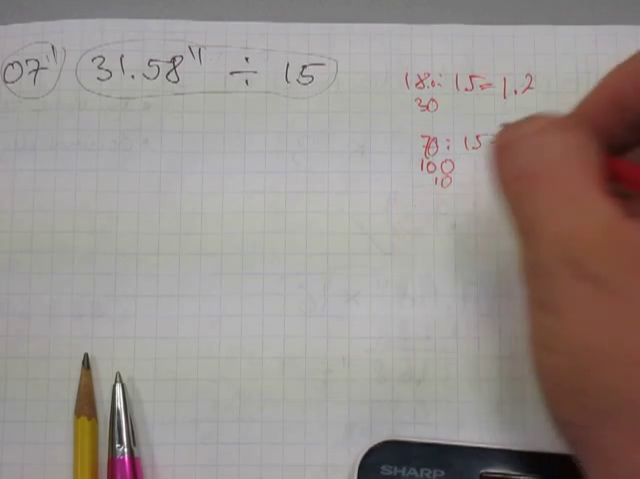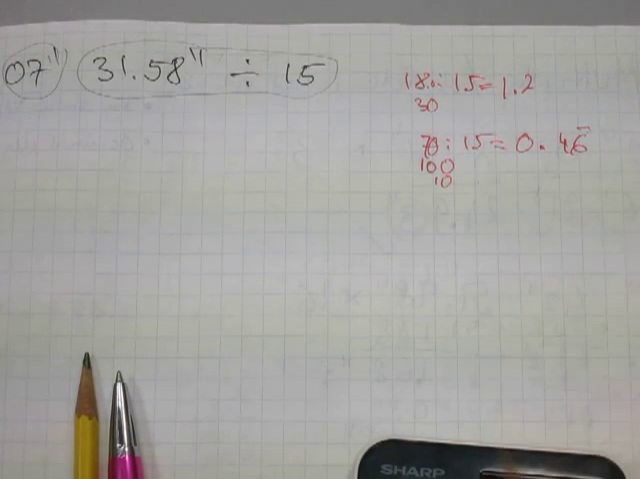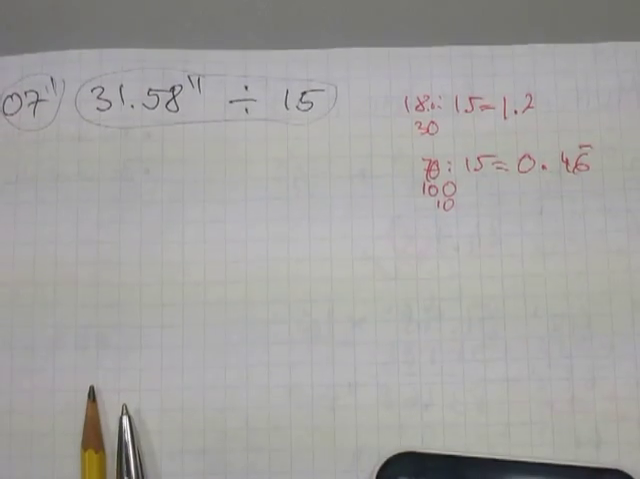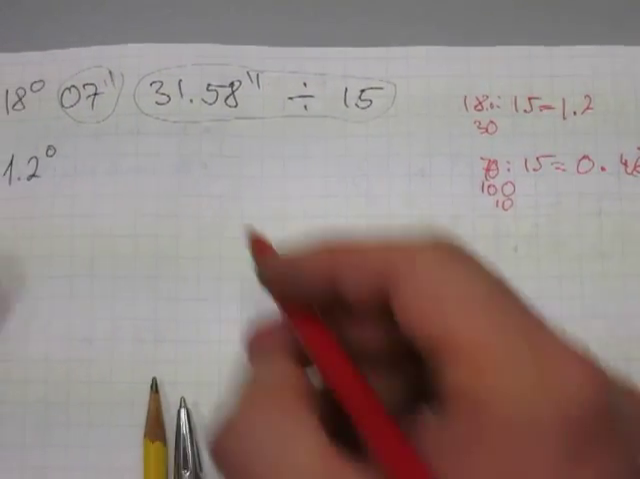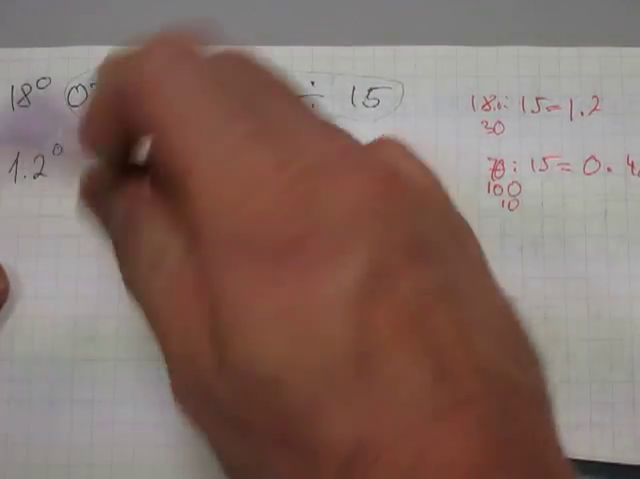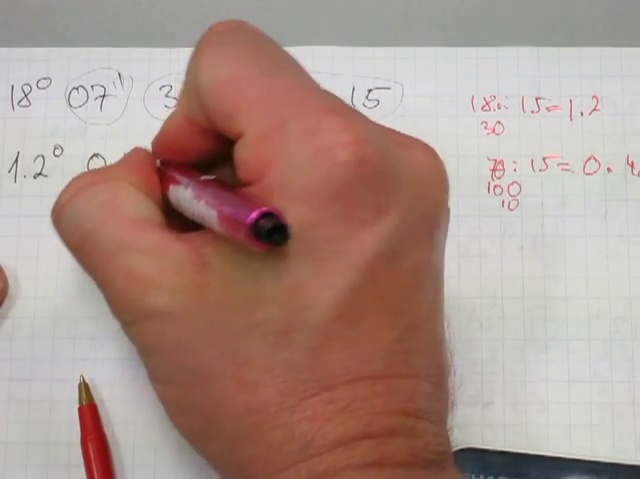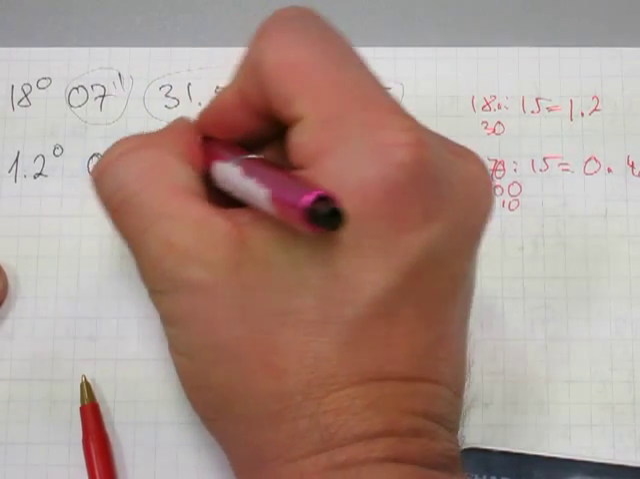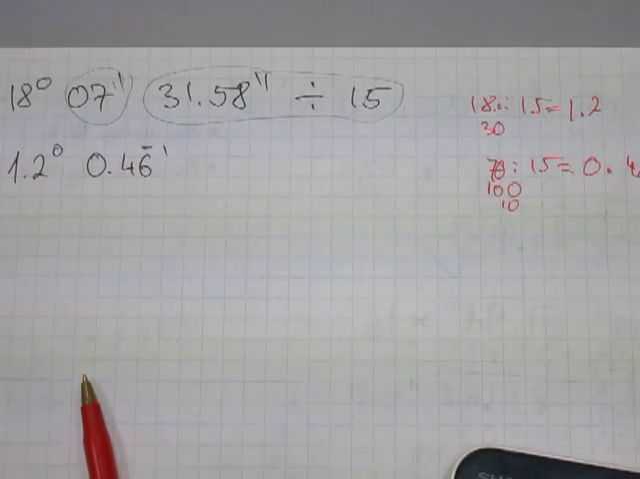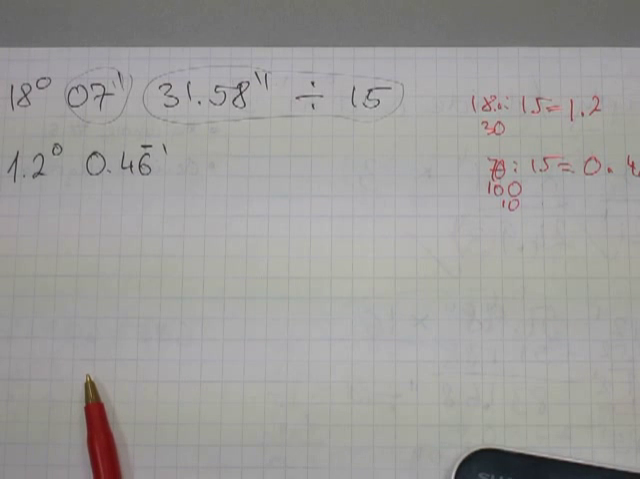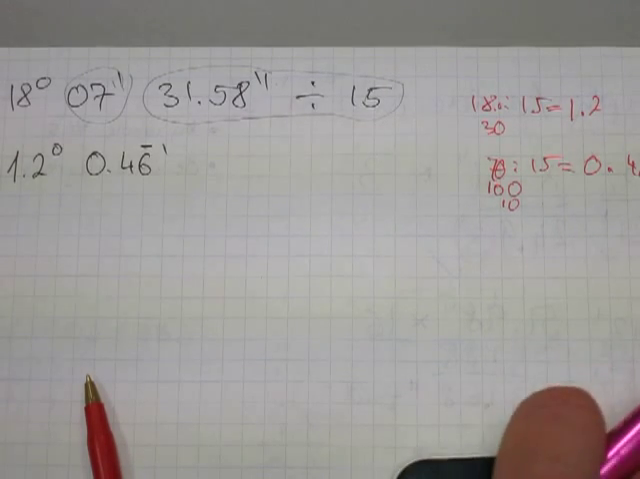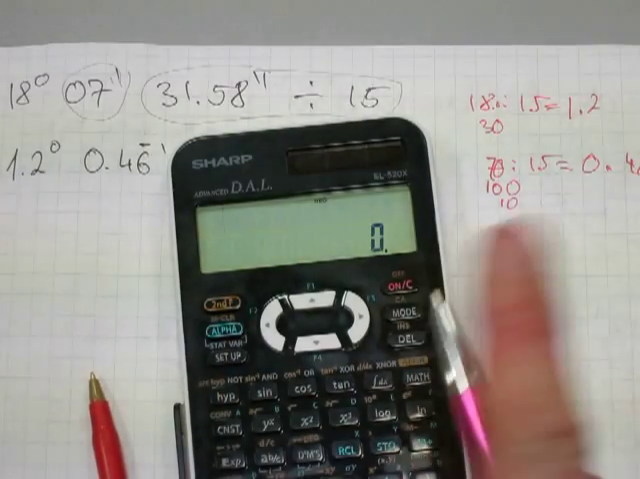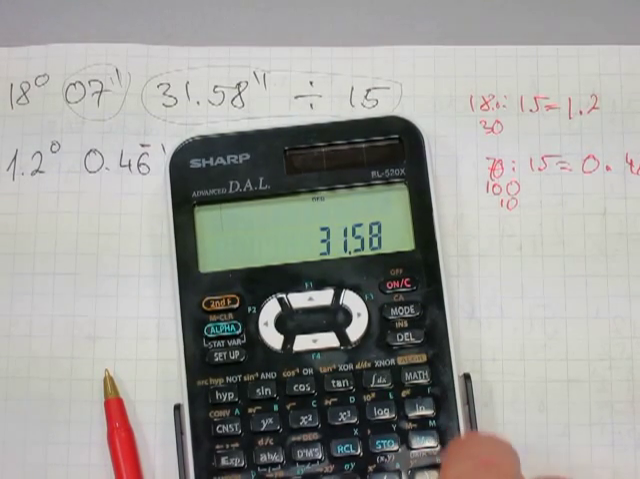So we have a remainder of 10 again, and it keeps going on forever. 0.46, with the 6 repeating, is the answer to this one. So 7 minutes divided by 15 is 0.46 minutes. It is what it is. And lastly, the 31.58, I'm just going to do it on a calculator.